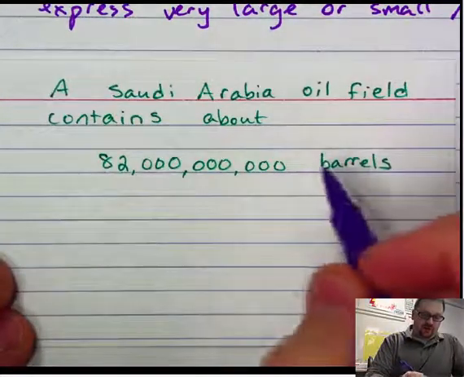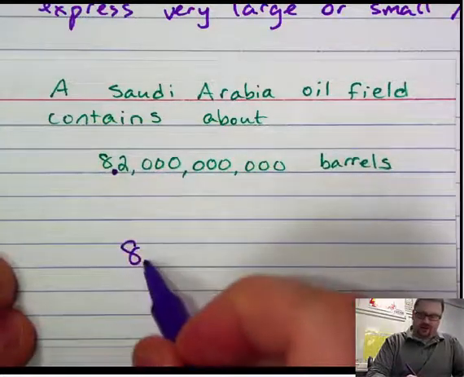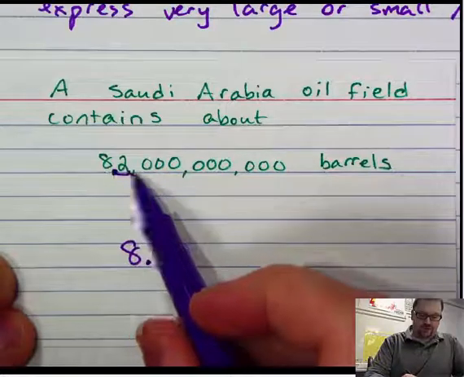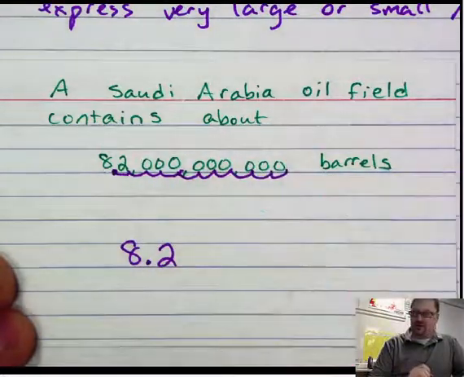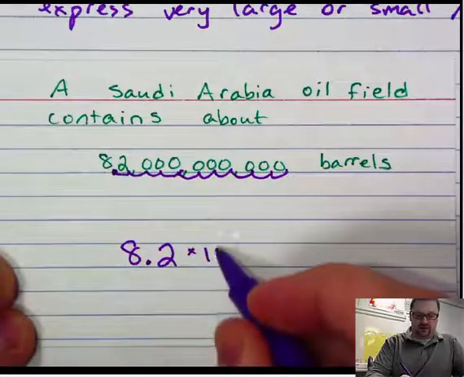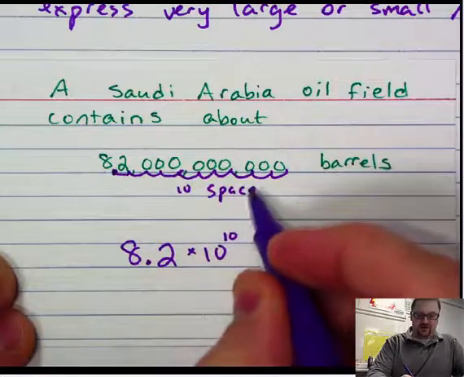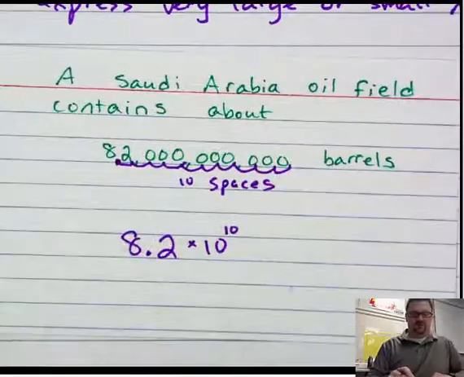Okay, so I'm going to put the decimal right between the 8 and the 2. So I really have 8.2. How many spaces? It's 1, 2, 3, 4, 5, 6, 7, 8, 9, 10. So this would be times 10 to the 10th power because I had 10 spaces. The original number is larger than 1, so my exponent is positive. Okay?